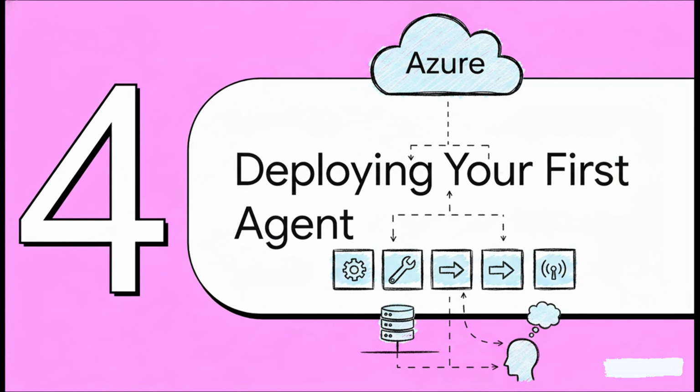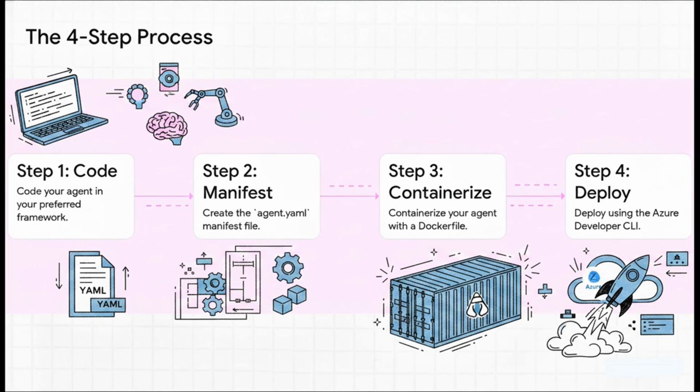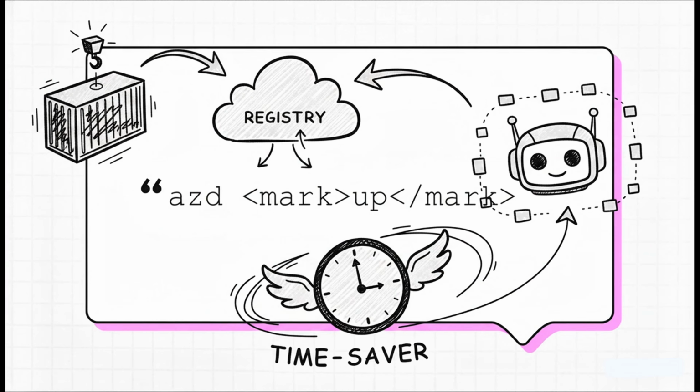All right, theory is great, but let's get practical. How do you actually get one of these things up and running? Let's walk through the 4 main steps. And the good news is, the process is going to feel super familiar if you're a developer. First, you code your agent. Then you create a simple manifest file to describe it. You containerize it with Docker, and finally, you deploy it with the Azure Developer CLI. Pretty standard stuff. Actually, it gets even better. Once you're all set up, you can boil that entire deployment process down to just one command, azd up. That single command builds your container, pushes it up to a registry, and deploys the agent for you. It's a huge time saver.